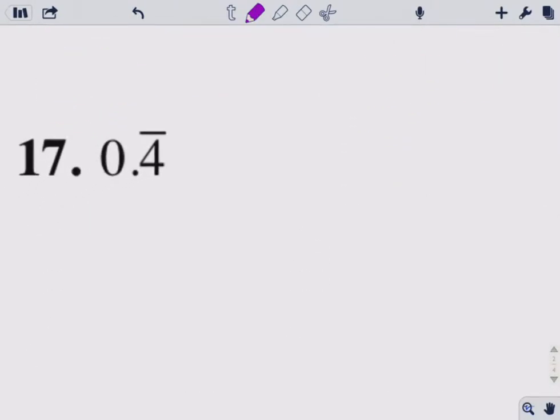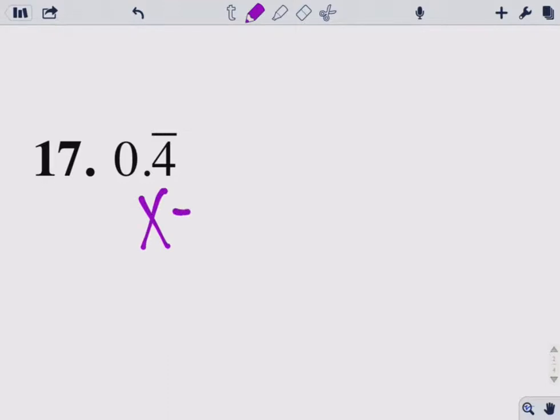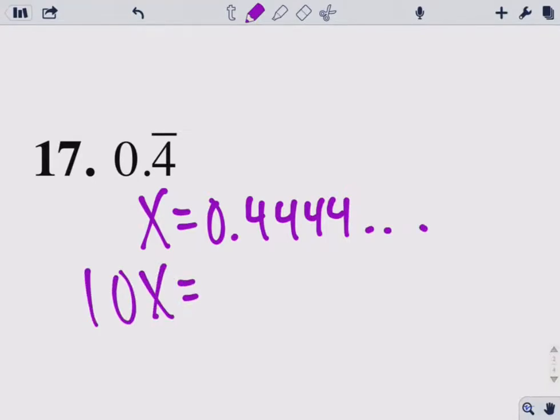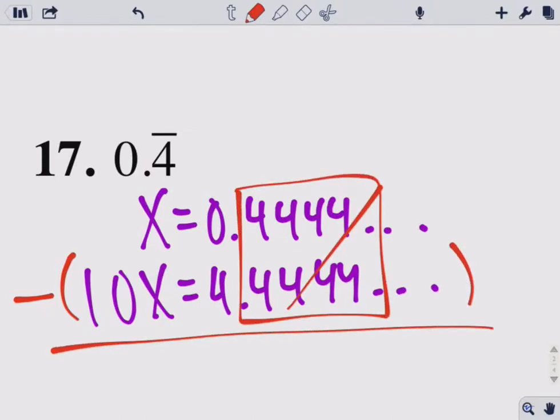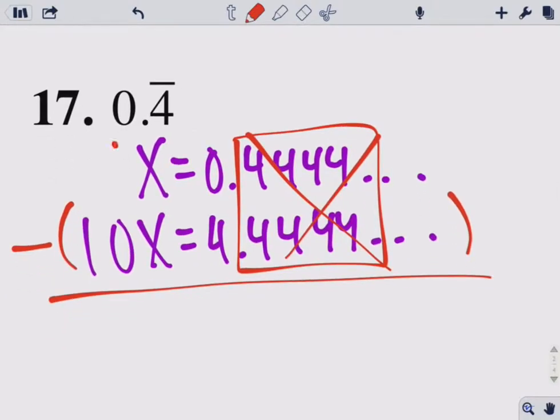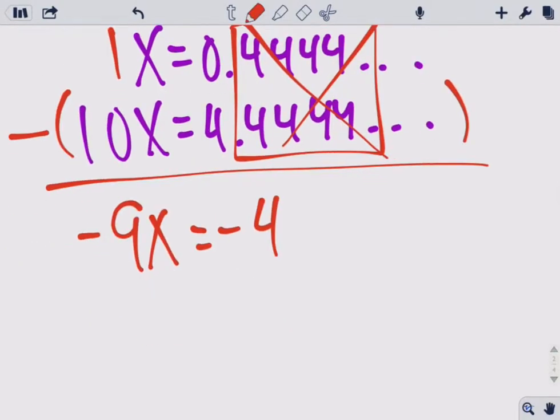Okay, repeating decimals. Remember we'll let x be equal to 0.4444, and so on. 10x is then equal to 4.4444, and so on. Okay, I can subtract, right, because all of that stuff goes away, and so I'm left with 1x minus 10x is negative 9x. 0 minus 4 is negative 4, or x is equal to 4/9.